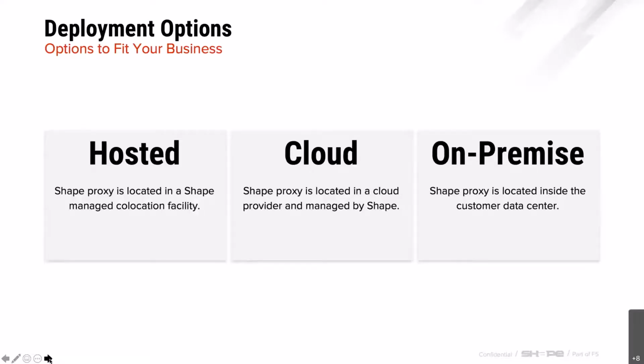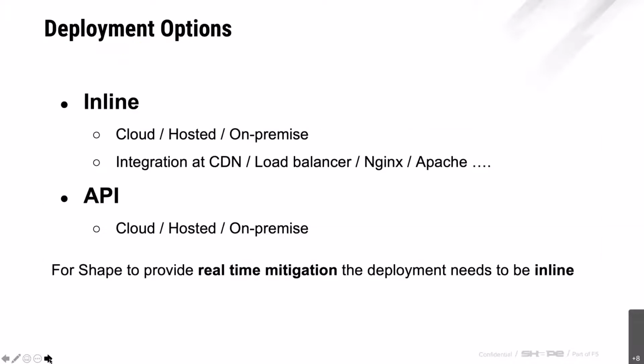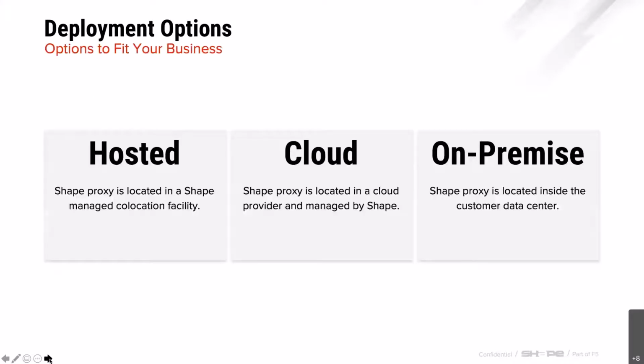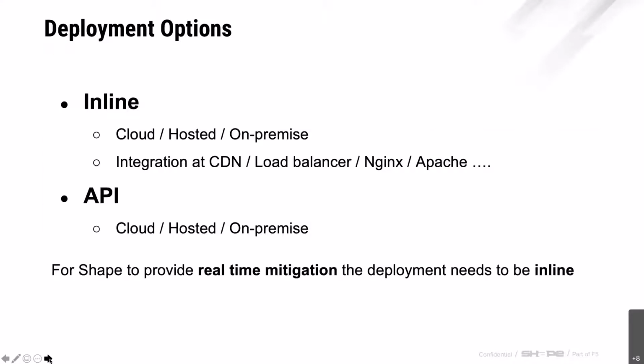Next. So in terms of architecture, we have models which fit almost any requirement, and depending on which Shape platform you decide, some are available across all of them, and some dictate that you use a particular one. But we do have hosted solutions, cloud solutions, or on-premise. Next. And we also have different types of deployment options.